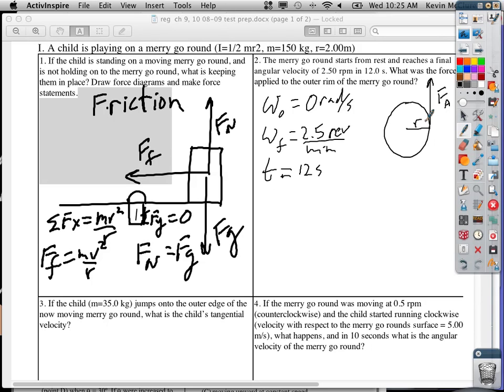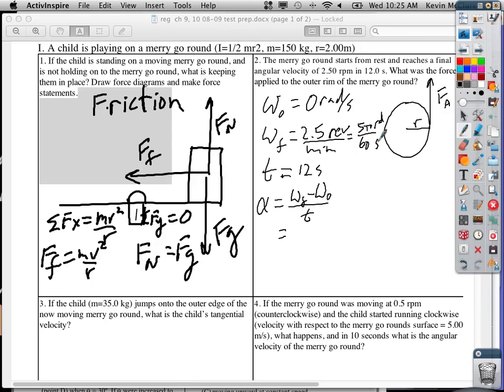What can we calculate right here? Acceleration. Alpha is going to equal omega final minus omega initial over t. And then what we have to do here is this has to become radians per second. Just like you can't do problems with miles per hour, you must do problems in meters per second. So how do I convert this? It's going to be 2.5 times 2 pi, so it's going to be 5 pi over 60. And that's radians per second.